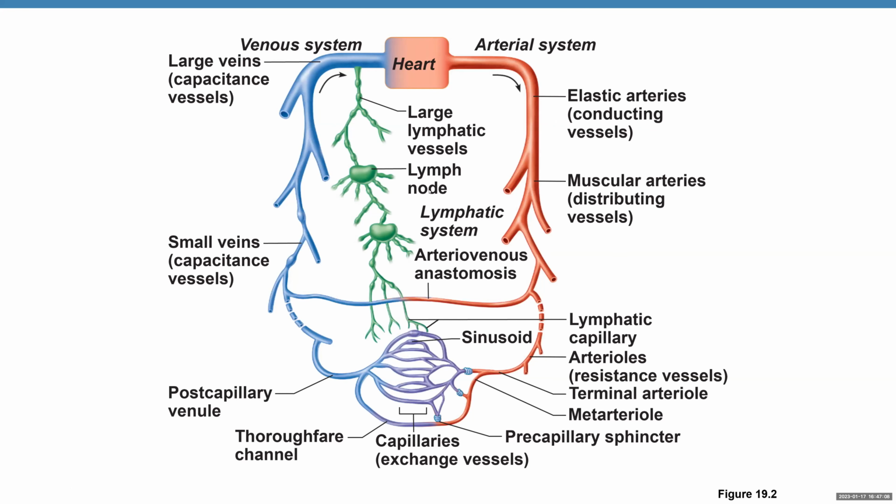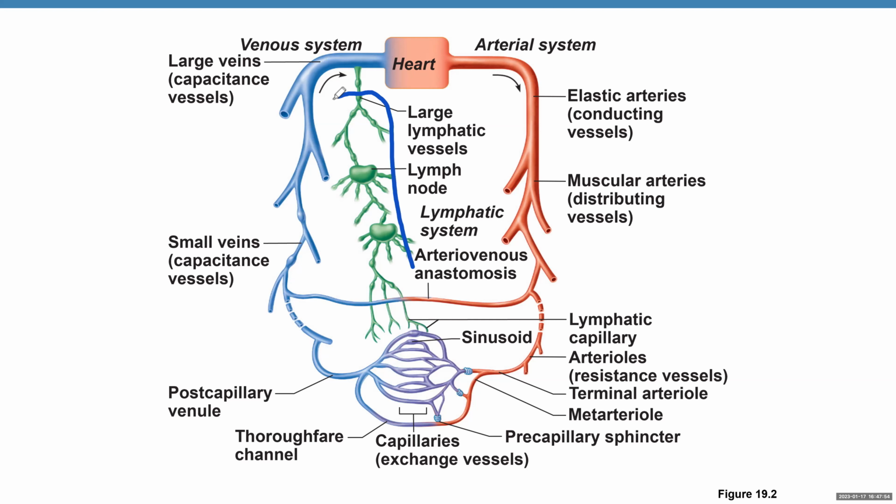Right, so on this diagram, you can see that we have the heart and an arterial system. We go away from the heart, and you see how those blood vessels get smaller and smaller until we get to capillaries. This is where we have gas exchange and nutrient exchange. Then capillaries unite, forming venules and bigger veins, and blood returns back to the heart.